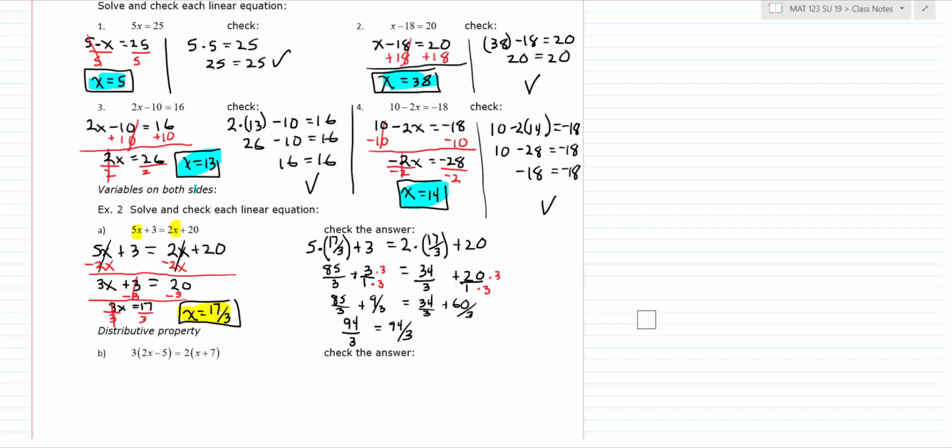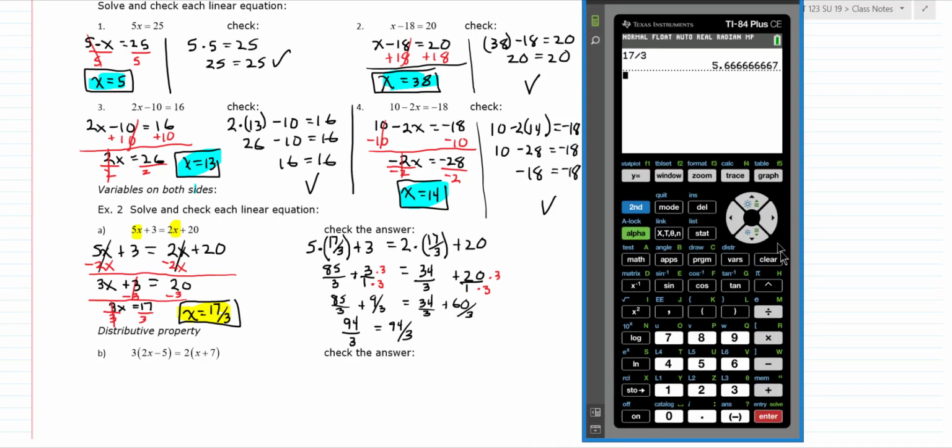Okay, now I do want to show you something on the calculator. I'm going to pull up my calculator and show you. I really want you to be able to do what I just did, because it's not hard, and the student needs to know that. So you could also go 5 times 17 over 3 plus 3. See, that's the left side of the equation. And then I could do the right side. I just go 2 times 17 over 3 and then plus 20 and do it that way. All right. Okay, so it works out. I mean, you can do it that way, but I think it sure is beneficial to know how to do this by hand. All right.